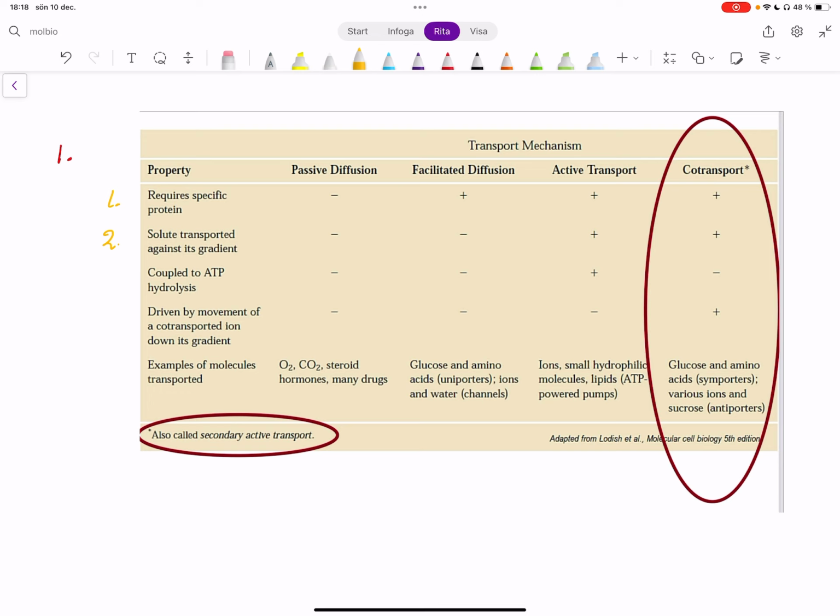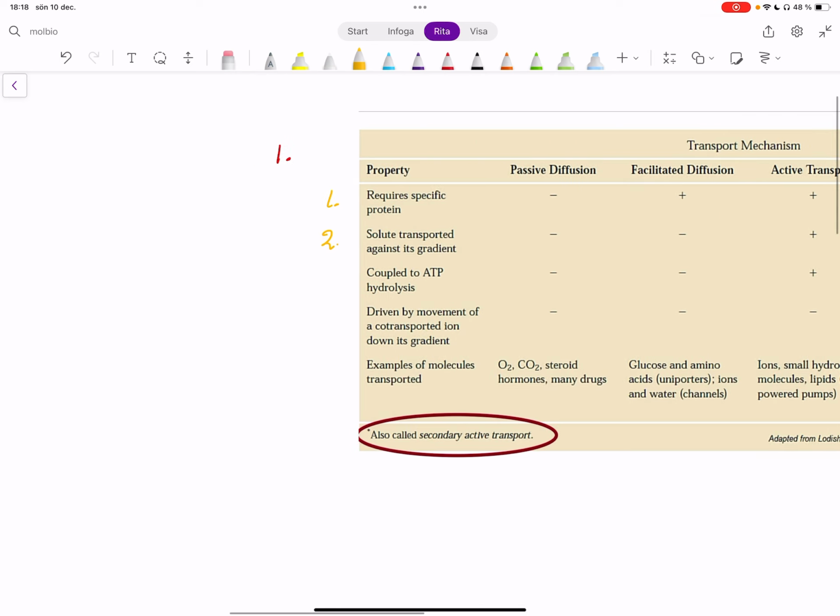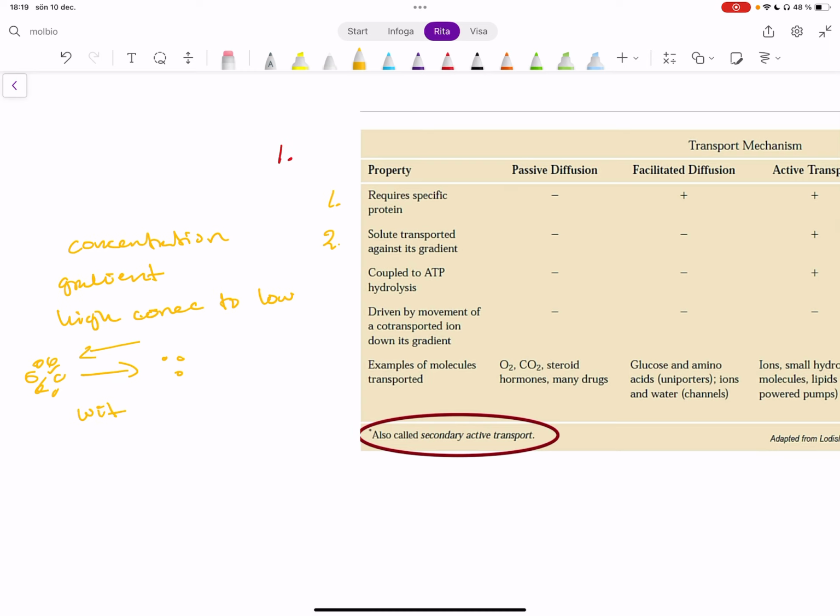The second thing is, the molecule that is going to be transported, is it being transported against its gradient or with its gradient? And the concentration gradient is basically from high concentration of a molecule to low. So this is with the gradient, and the other way would be against, or uphill, or whatever they say.